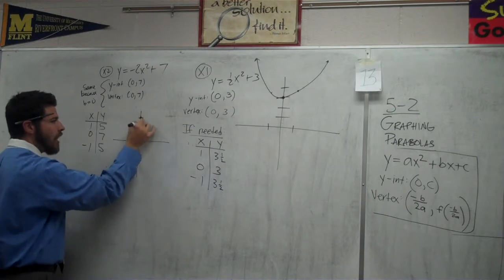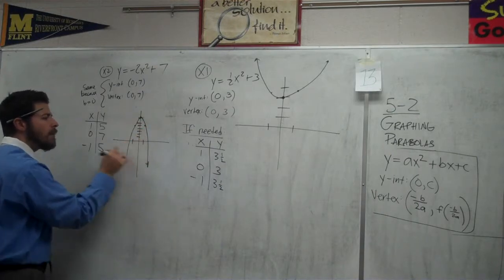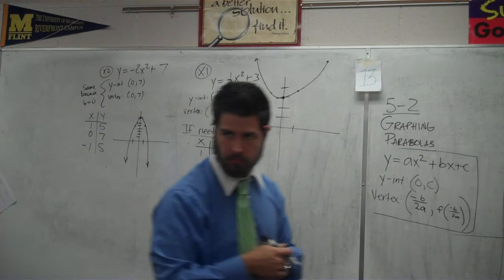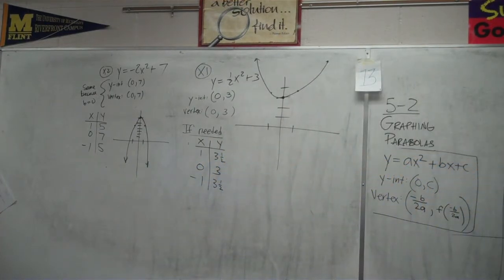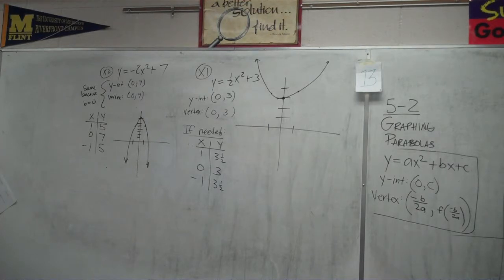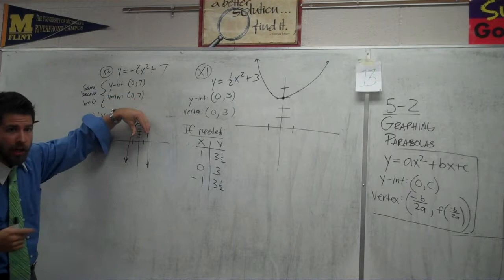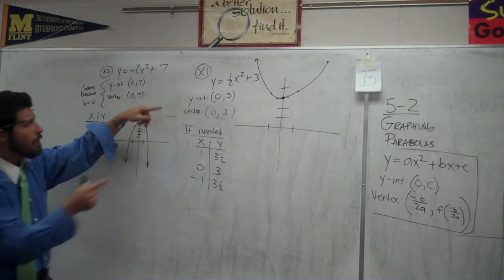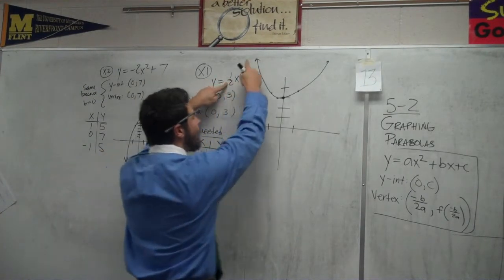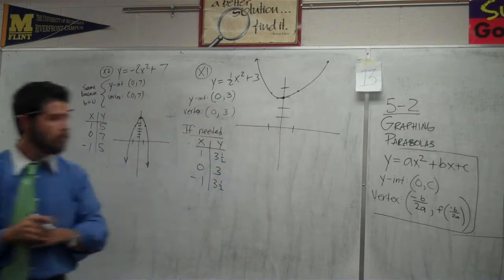Negative 1, 5 is there. And this parabola opens downwards, which you may notice has something to do with the a. Since my a is a negative number, your parabola will be inverted. It will be upside down. Here my a value was a positive 1/2. It was right side up.